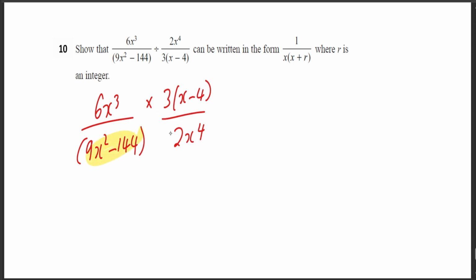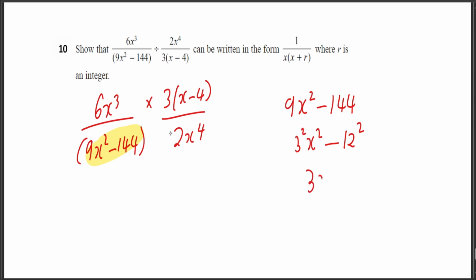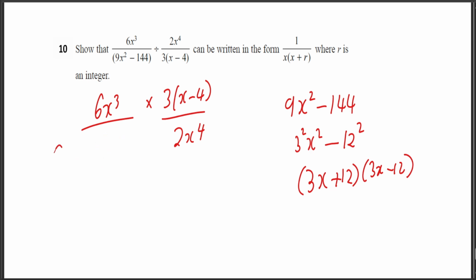Now take this one here. Okay, now we have this. What do you do with this? Obviously this is a difference of 2 squares, because if you do it this way, 9x squared minus 12 squared, 9 can be written as 3 squared, x squared minus 12 squared, obviously. So when you factorize, it's going to be 3x plus 12 and 3x minus 12.